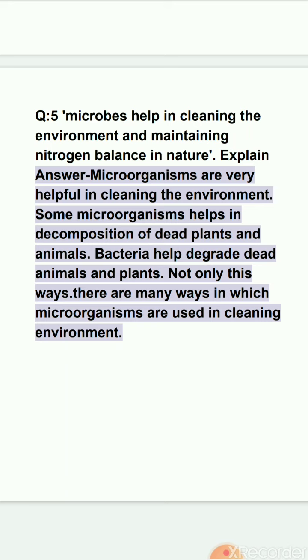Some microorganisms help in decomposition of dead plants and animals. These bacteria help degrade dead animals and plants. Not only this way, there are many ways in which microorganisms are used in cleaning the environment.